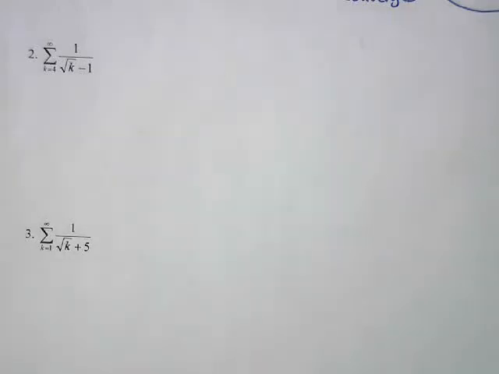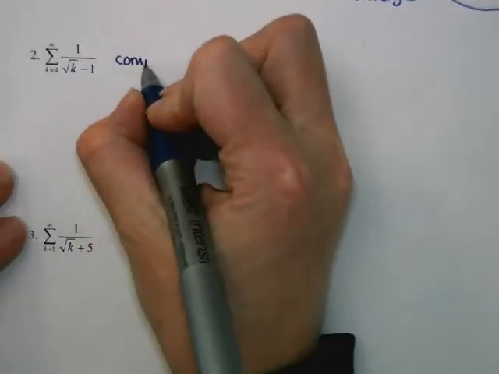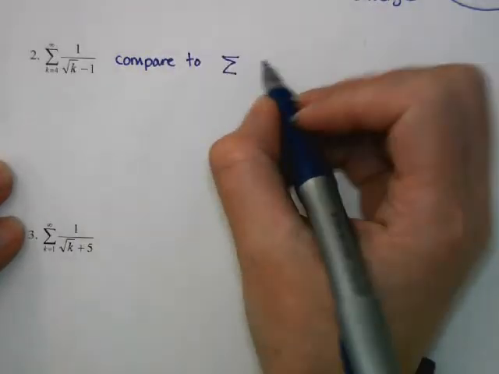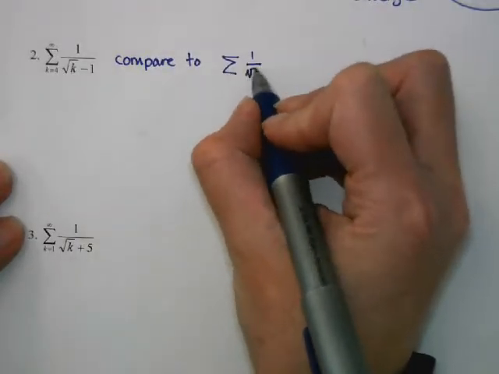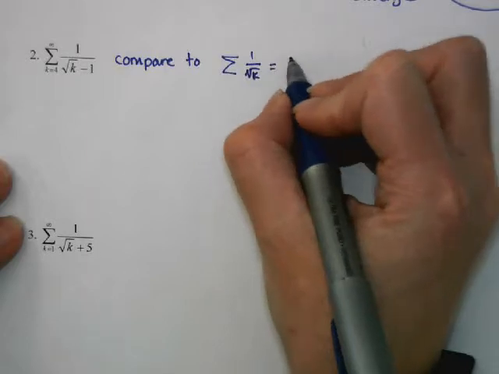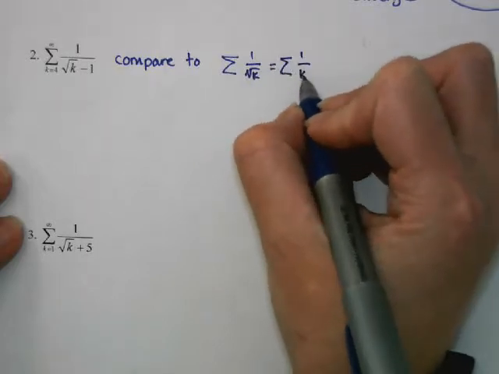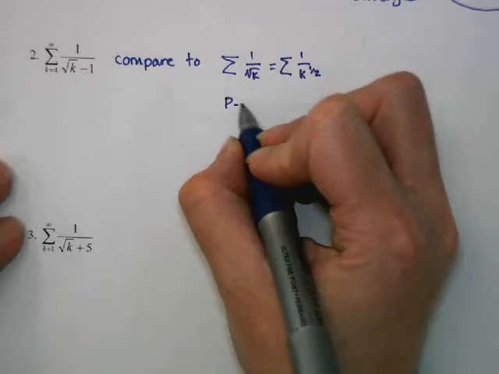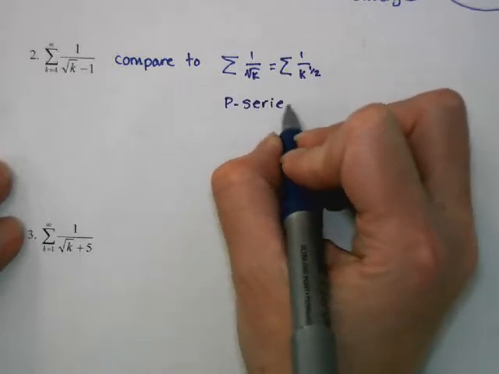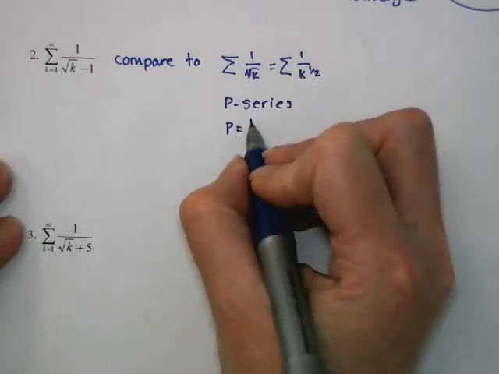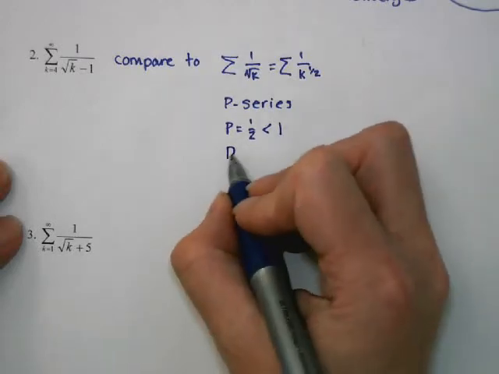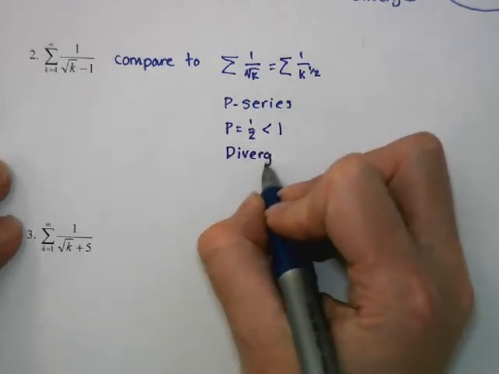Okay, these next two you'll notice are pretty similar. I'm going to compare to 1/the square root of k, which is really 1/k to the 1/2, which means I can use the p-series test, where p equals 1/2, which is less than 1, which means this series diverges.